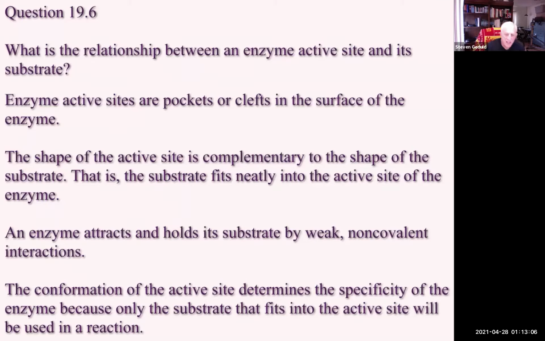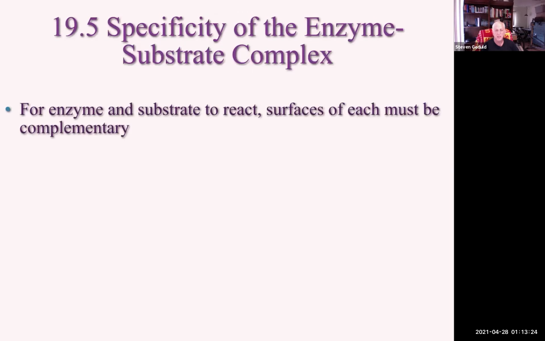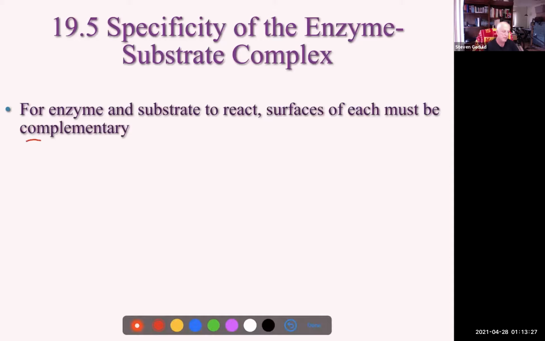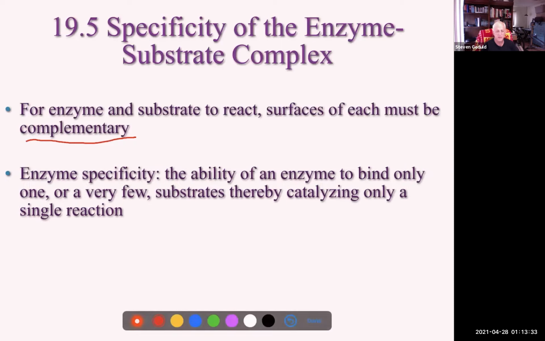Okay. So you have to match the active site, the shape of it, so you can induce it to fit the substrate in. If it's too far off, the enzyme's not going to be specific enough to match that substrate. So specificity, we're talking about how they match up to each other. For enzymes and substrates to react, the surface of each must be complementary. They have to complement one another. There's got to be a fit in there. So enzyme specificity, by definition, is the ability of an enzyme to bind only one or very few substrates, which have to have the same shape, thereby catalyzing only a single reaction. It's only going to bind things that have a very specific shape.